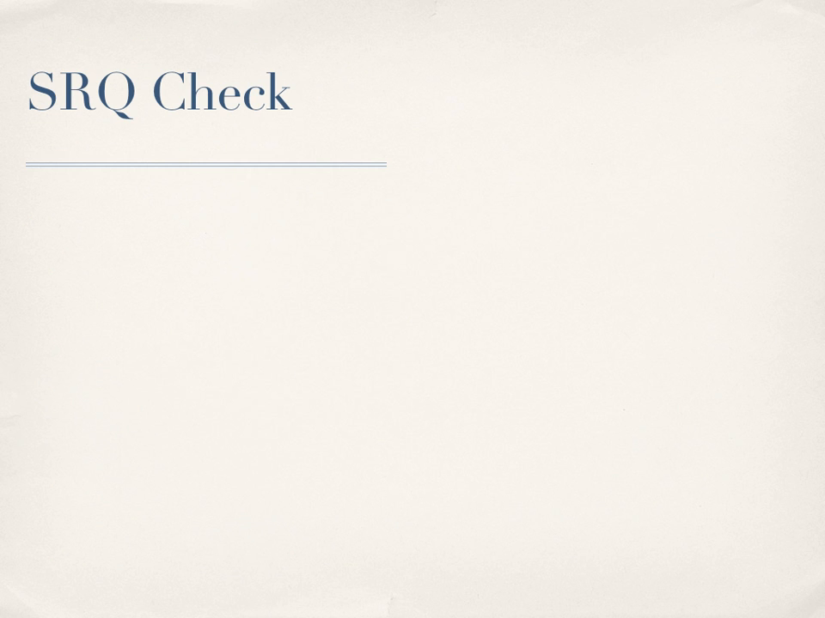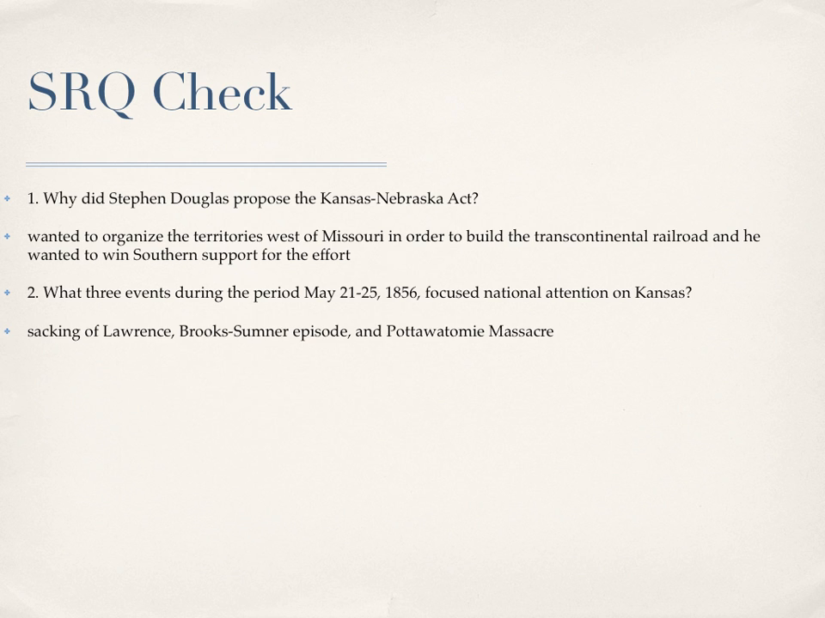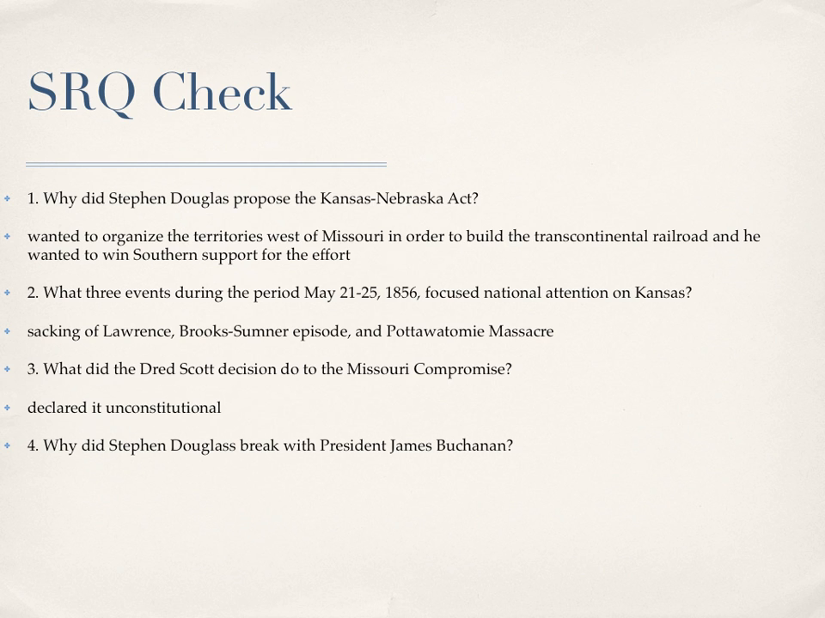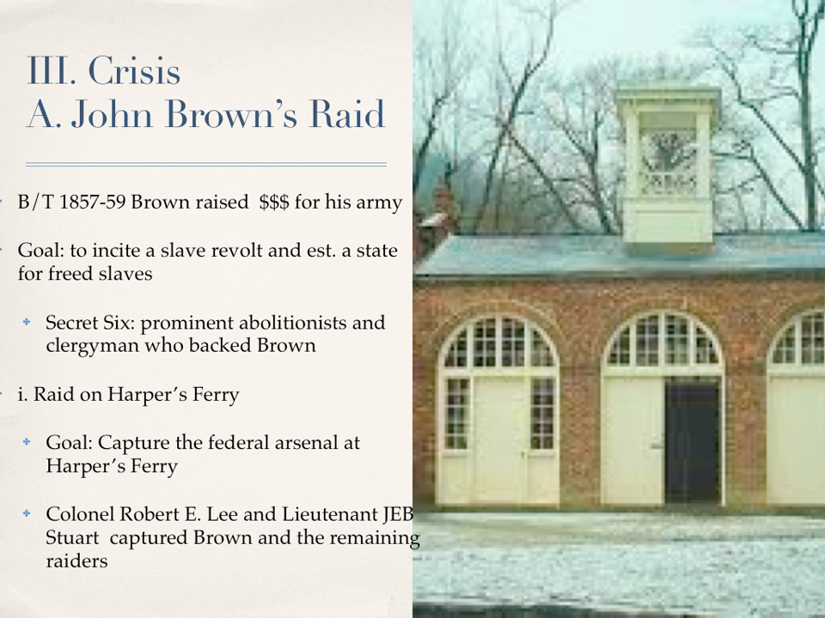Check your understanding. Why did Stephen Douglas propose the Kansas-Nebraska Act? What 3 events during the period May 21st to 25th, 1856 focused national attention on Kansas? We have the sacking of Lawrence, the Brooks-Sumner episode, and the Pottawatomie Massacre. What did the Dred Scott decision do to the Missouri Compromise? It declared it unconstitutional. Why did Stephen Douglas break with President James Buchanan? How did Lincoln and Douglas differ concerning the expansion of slavery? Douglas thought popular sovereignty should decide it, and Lincoln thought there should be no expansion. Okay, so this is where you would stop again, take note of the time, and we'll pick up the next time.